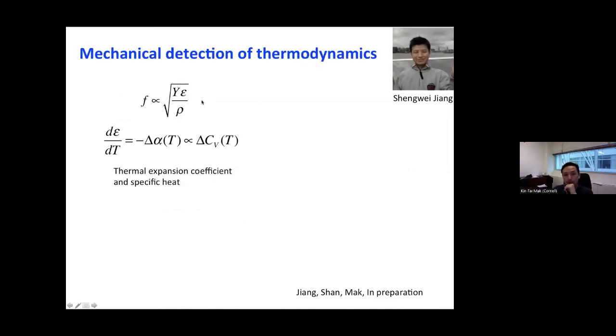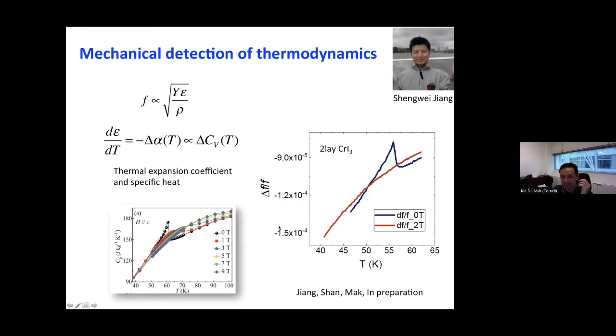Okay, and furthermore, because we can probe the strain inside the crystal using this mechanical frequency, the time derivative of the strain is proportional to the thermal expansion coefficient, which is proportional to the specific heat capacity. Then we can use this technique to do a differential measurement of the strain with temperature to directly measure the specific heat capacity, even for a monolayer of magnets, or in this case, a bilayer of magnets. So this is the measurement at 0 magnetic field. You can see this characteristic jump in the relative change in frequency, and that's quite consistent with the measurement of specific heat for bulk chromium iodide. But this is done in just 2 monolayers of this material. So with this, I'll stop here, and I'm happy to answer any questions.